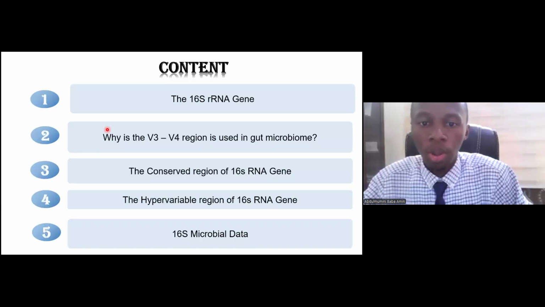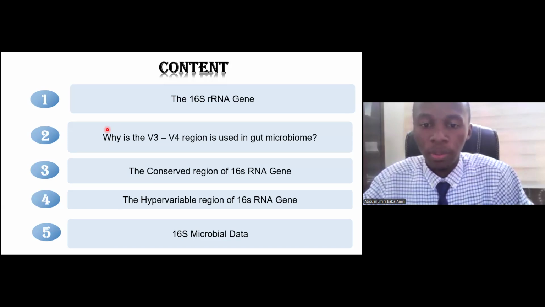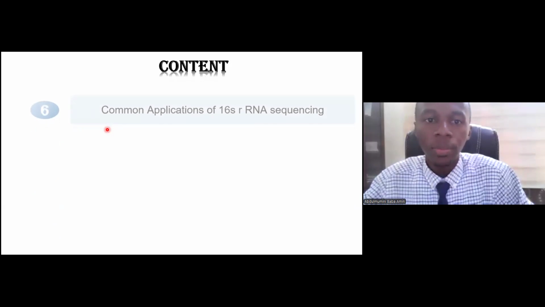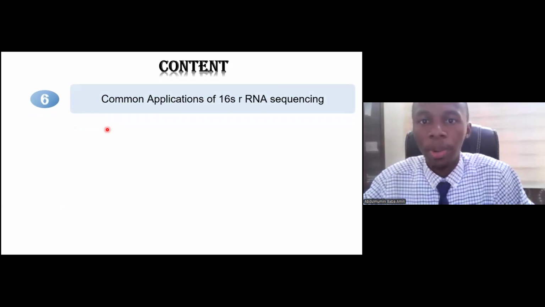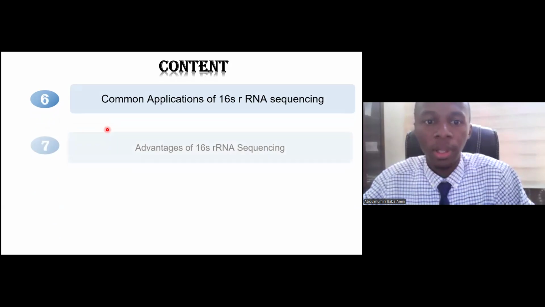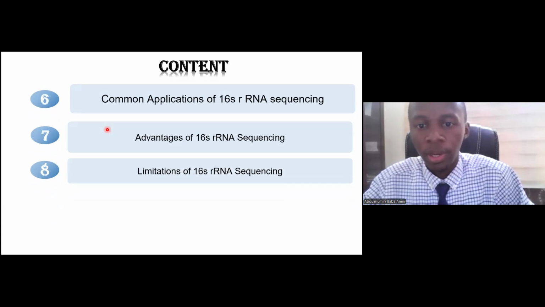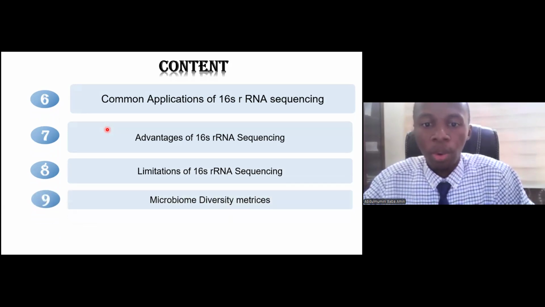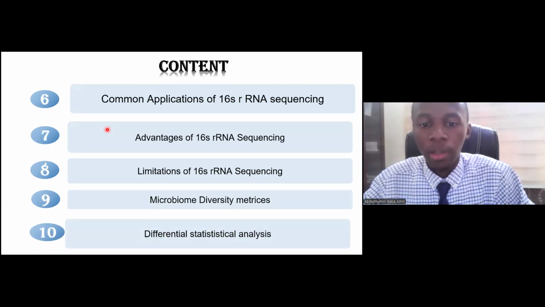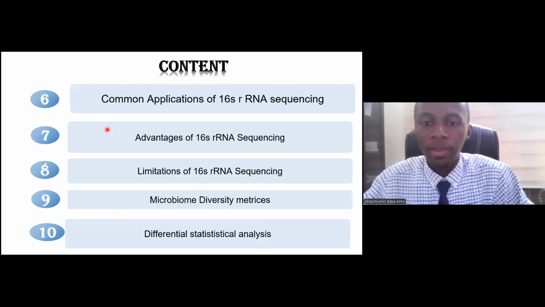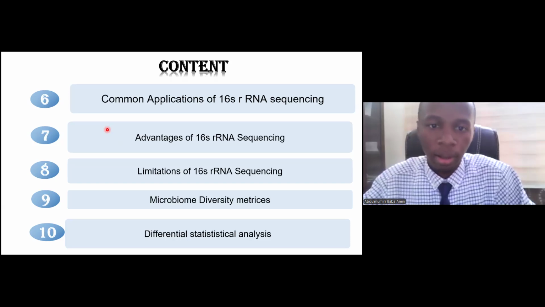Research. I'm going to talk about the conserved region and the hypervariable region. I'm going to introduce you guys to the 16S microbial data. We are going to discuss the common applications of 16S RNA sequencing, advantages of 16S RNA sequencing, limitations of 16S RNA sequencing, microbiome diversity matrices, as well as differential statistical analysis. So I'm going to be a little bit fast, but if my attention is needed, I can go back and discuss further.